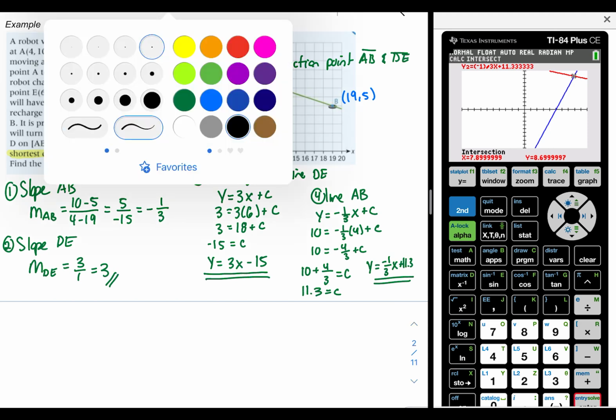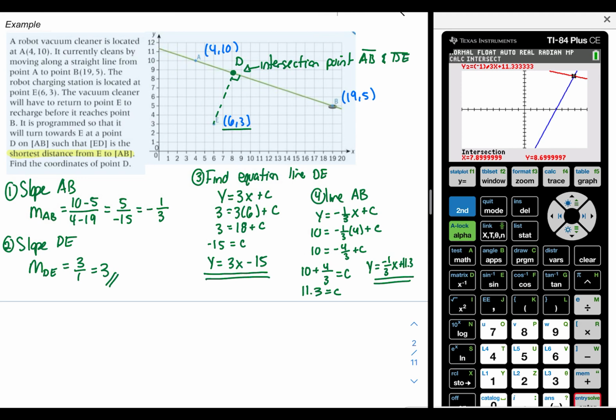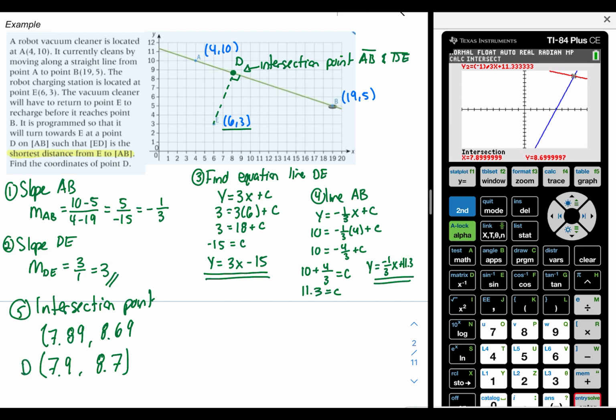Therefore, we get the value for our intersection point, which is our fifth step. Our intersection point is 7.899, so if you round this, you would actually get 7.9. And 8.6999, so if you round this, you get 8.7. And this is going to be the intersection point. Therefore, this is our point D, and that was what we were looking for in our question.